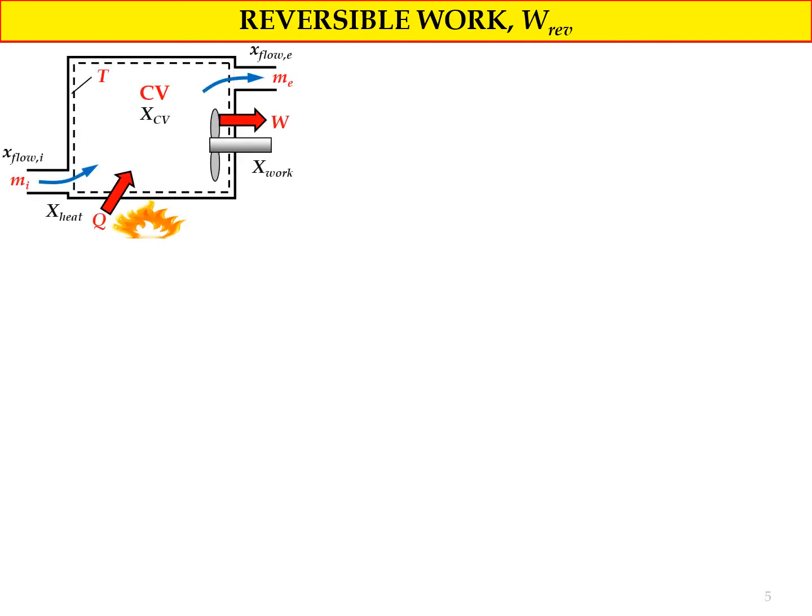Reversible work, W rev. So let's say we have a control volume system which has a mass flow rate in and mass flow rate out. We have a Q heat supplied to the system, and the heat generates work to the turbine. So in this case, for a reversible system, the work done by the system is equal to the reversible work. And since the system is reversible, there is no Exergy destroyed, so it will be equal to 0.